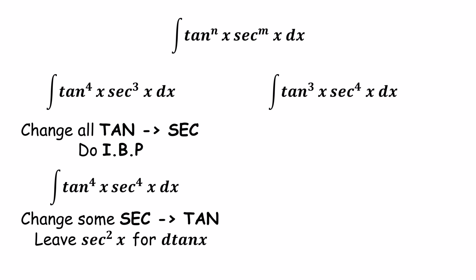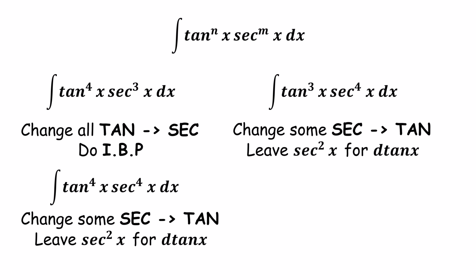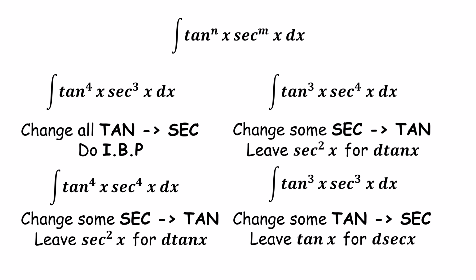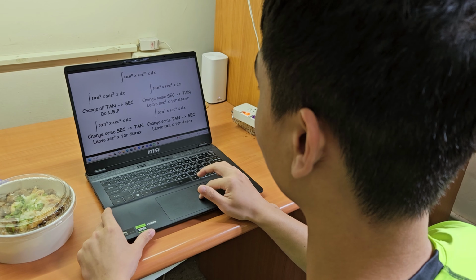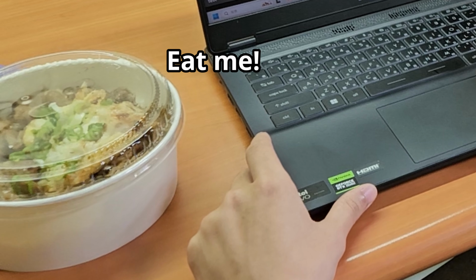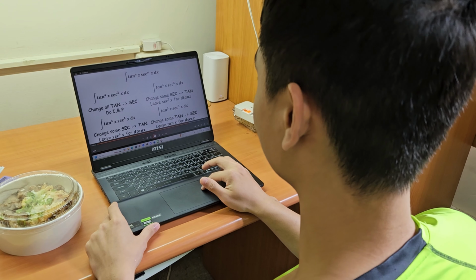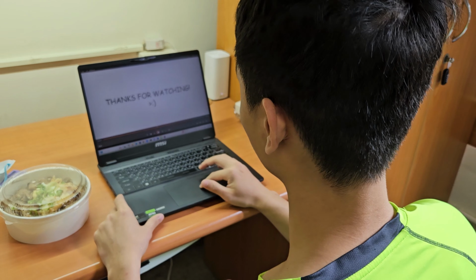And if n is an odd number while m is an even number, we can do the same thing as in the previous situation. And if both n and m are odd numbers, we can also simply use substitution that changes some tangent into secant, and just leave tangent x for the differential of secant.